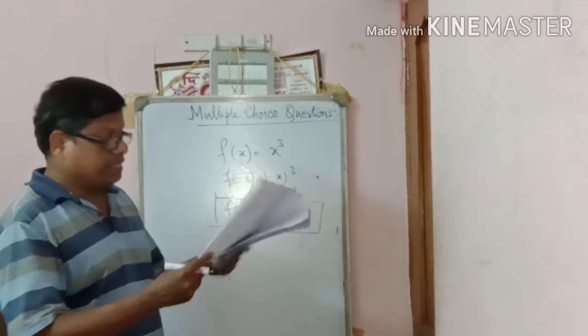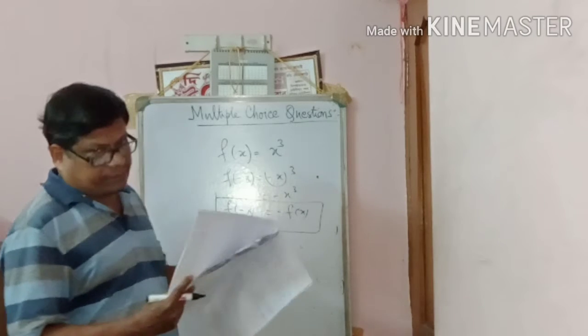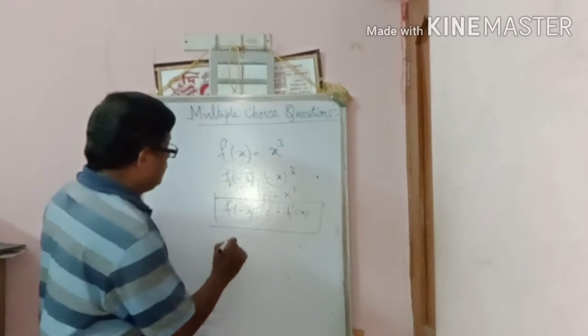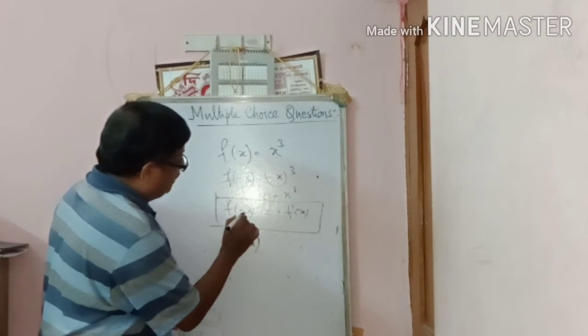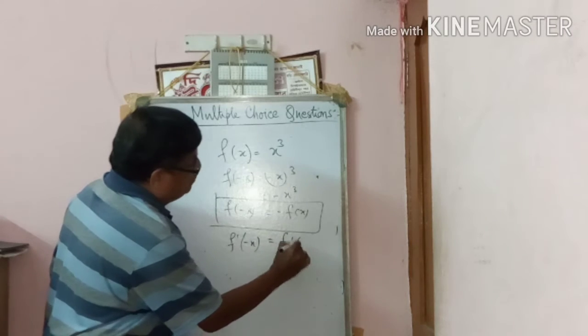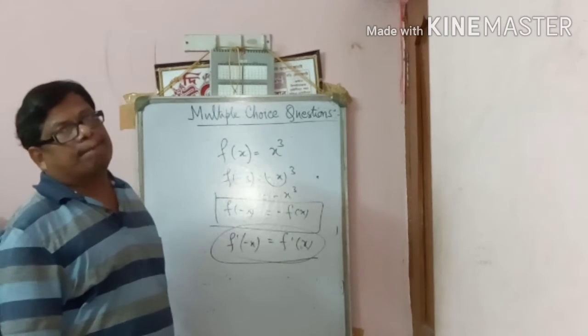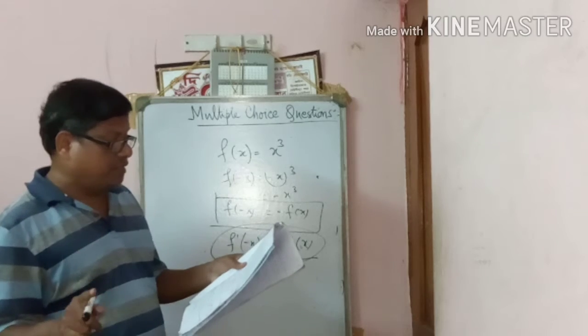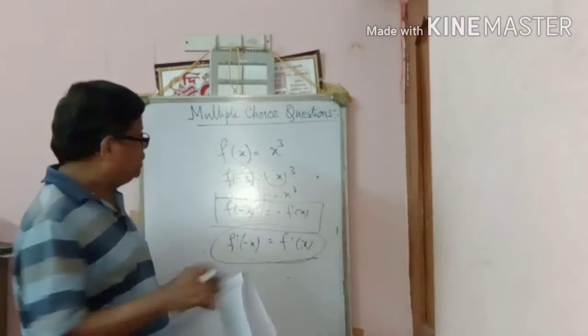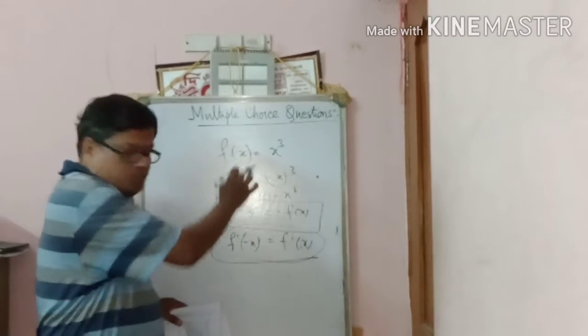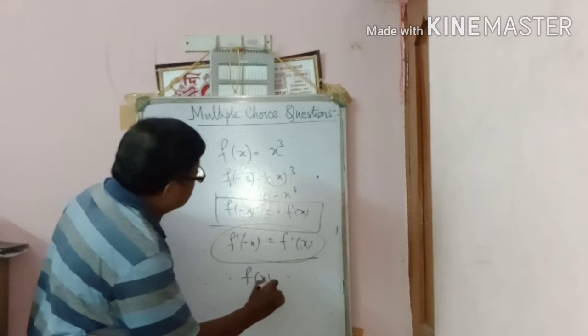Okay, yes. So it is an odd function. Find the derivative: f(-x) equals minus f(x), so it will be plus f'(x). So this is still an even function. Otherwise, f of x is x cube.